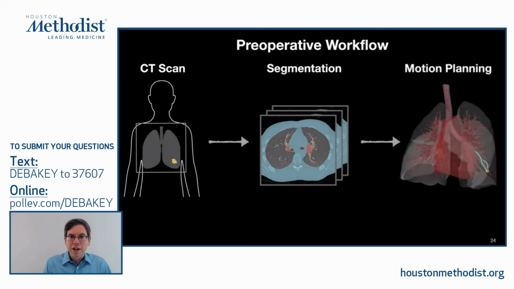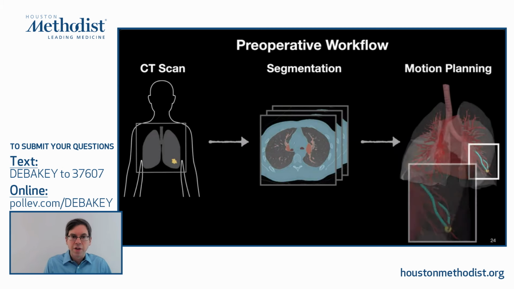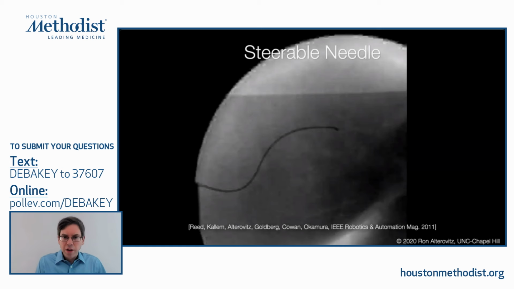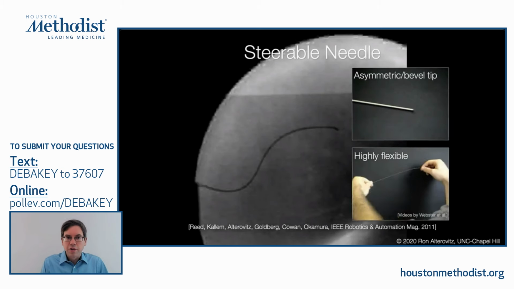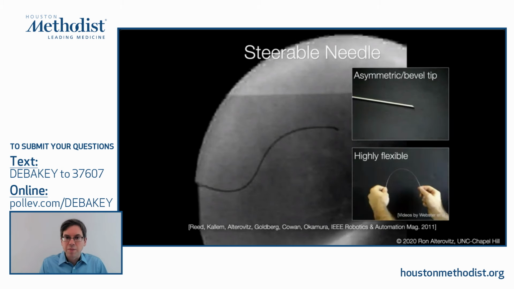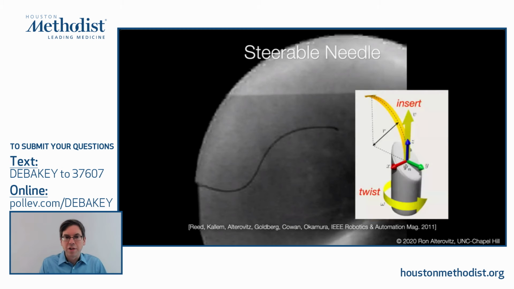Then, based on the segmentation, we plan several safe paths given the hardware capabilities of the needle. We use a robotic steerable needle capable of following curved paths through tissue, as shown in this X-ray image here. This particular needle has 2 key properties. It has an asymmetric bevel tip, which causes the needle to bend as it is pushed into soft tissue, and it is highly flexible, so it curves a lot.